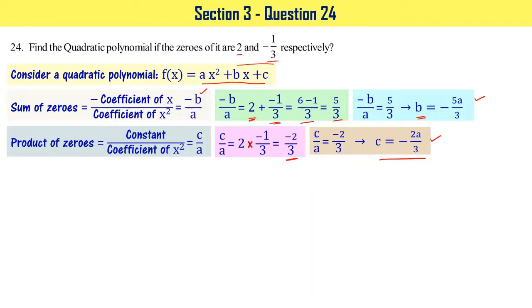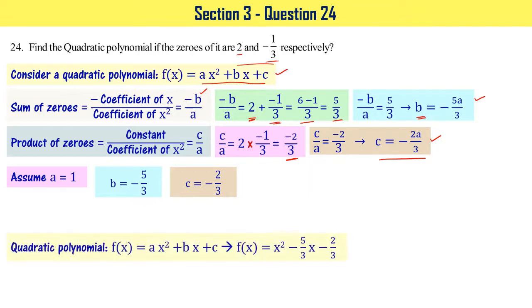Let's assume that a equal to 1. It means b is going to be minus 5 by 3, right? C is going to be minus 2 by 3. Let's substitute these values, a equal to 1, b equal to minus 5 by 3 and c equal to minus 2 by 3 into the given quadratic polynomial ax square plus bx plus c. When you substitute, you get the quadratic polynomial as x square minus 5 by 3x minus 2 by 3, right? This is what we are asked to find.